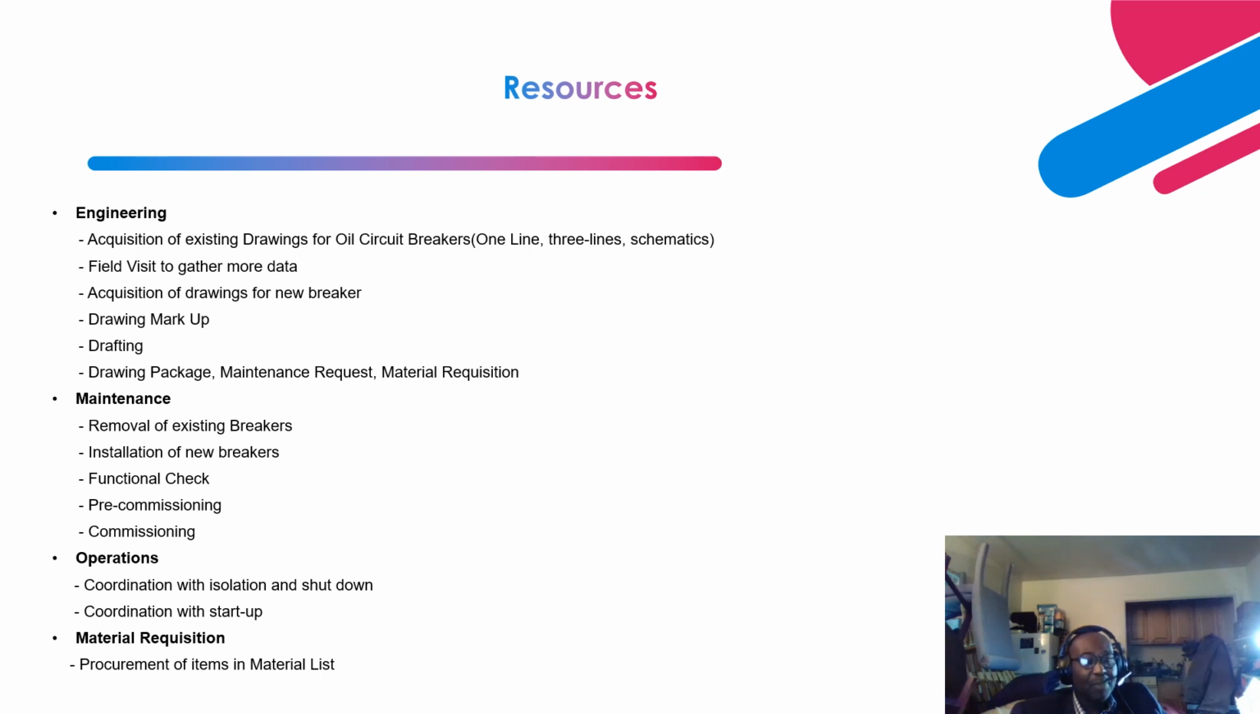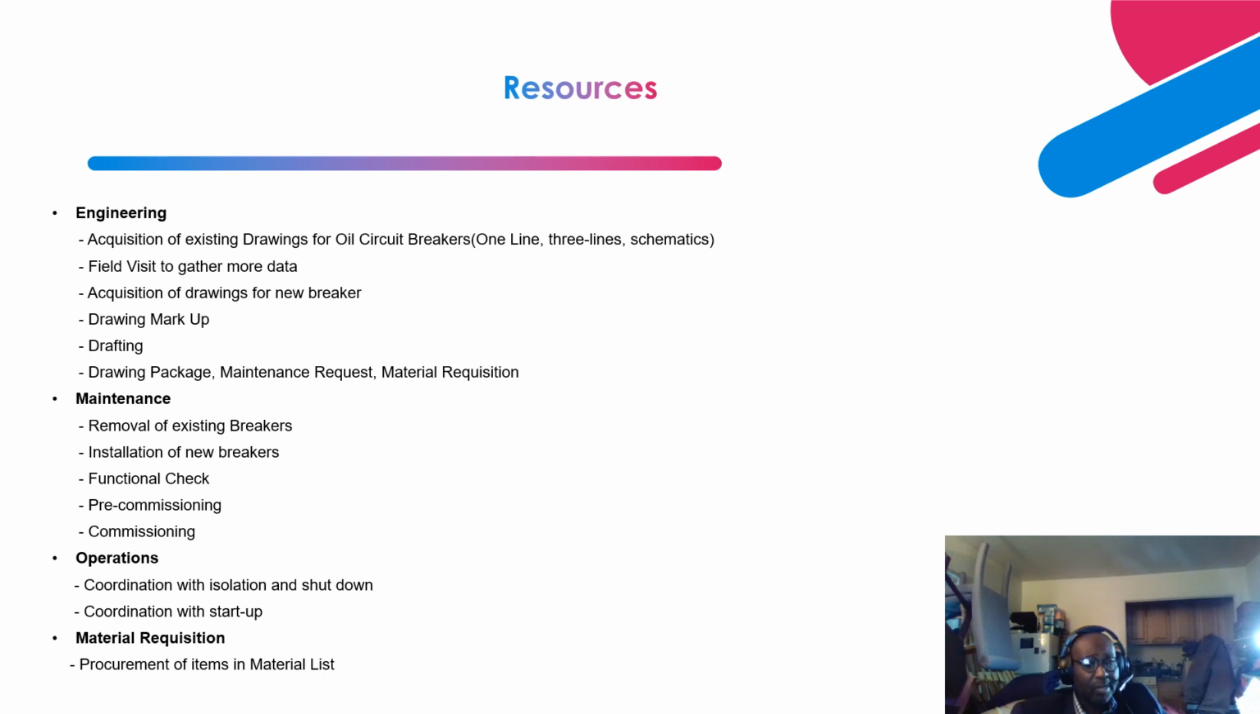And maintenance removes all the connections, all the connectors and the cabling. Then comes the installation of the new breakers, which also requires coordination, and maintenance does that. Then they do the functional check prior to pre-commissioning. Then they do the pre-commissioning, commissioning and startup. Then operations, like I indicated, are the ones that will provide the isolation and shutdown for you.